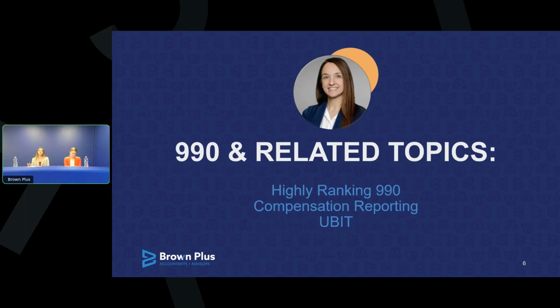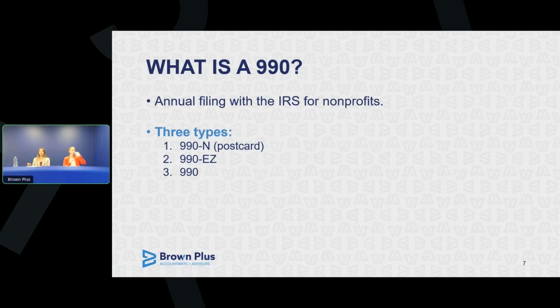Okay, thanks, Kayla. So today I'm going to talk about how to get your 990 to rank highly. I'm going to talk a little bit about compensation reporting as well as unrelated business income tax. So first thing I wanted to touch on is what is a 990. This is your annual filing with the IRS for nonprofits, and there are 3 types of them.